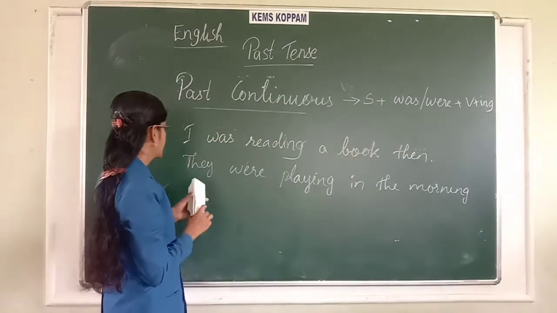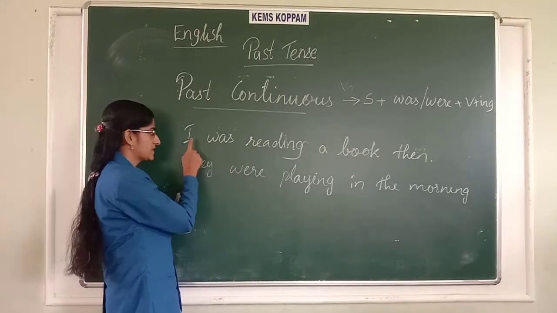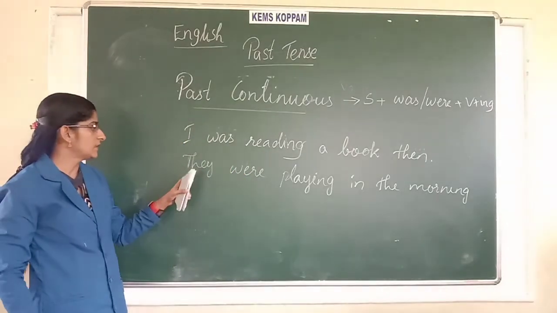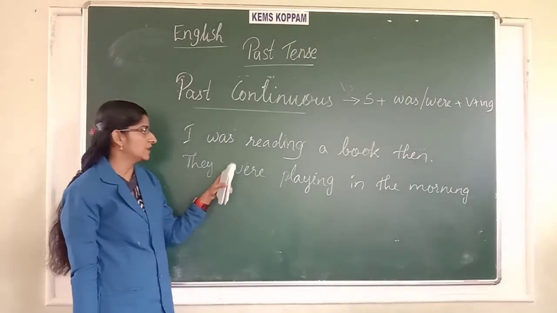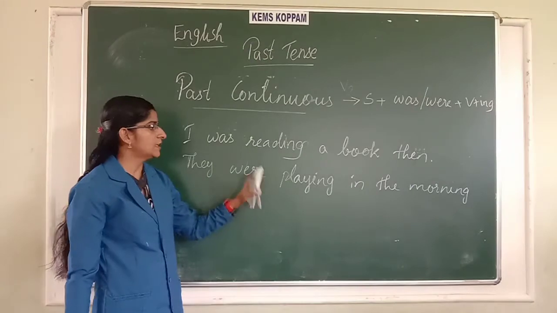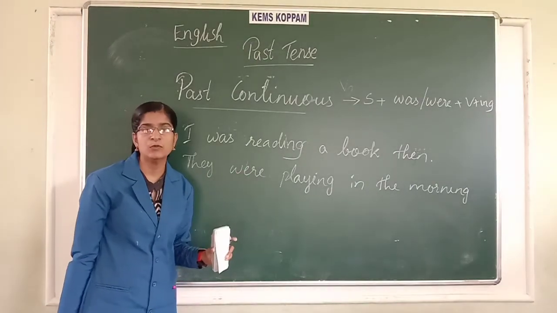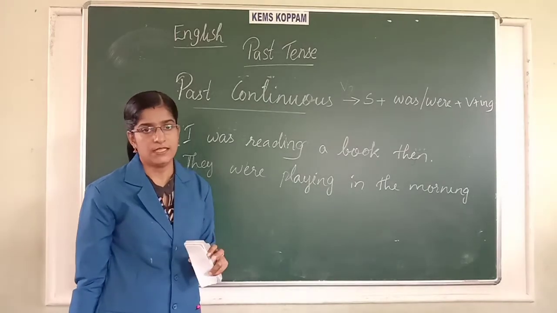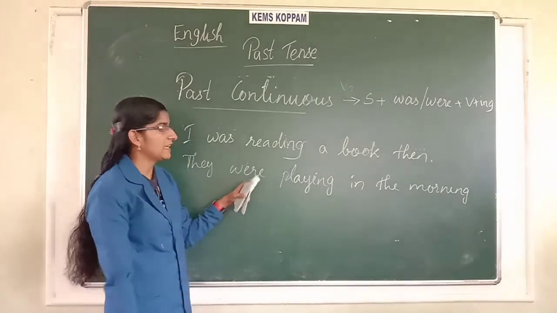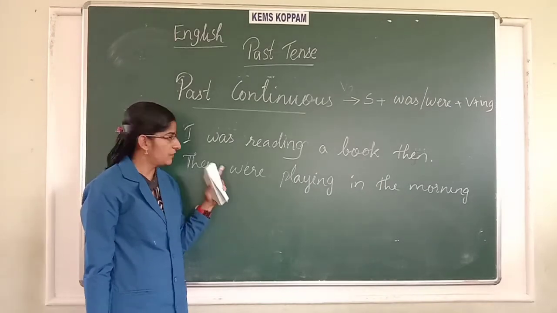Look at this. Look at here. I was reading. Subject plus was with singular subject. Was with plural subjects. Were reading a book then. Okay. They were playing in the morning. She was watching a movie when I called her. Okay. She was reading a book at the midnight. Clear? So when we use past continuous?